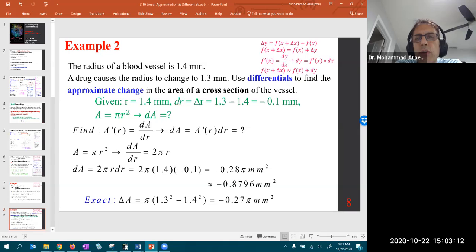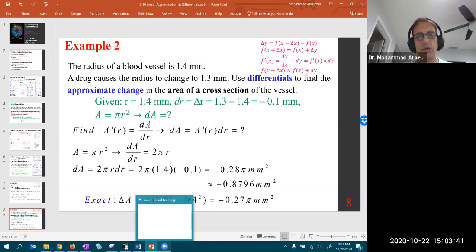In this example, we use the differentials to find the approximate change, which means we were looking for dA. A is the area of a circle in this example, pi r squared. Delta A was the exact change. You would have to calculate the area for the radius of 1.3, for the radius of 1.4, their difference would be the answer. So now this was covered. And let's go to the new stuff now.